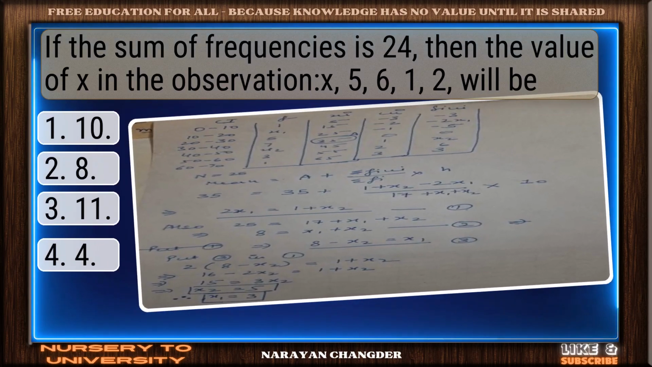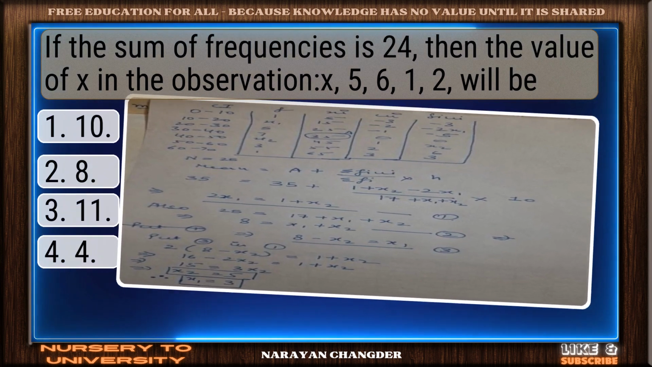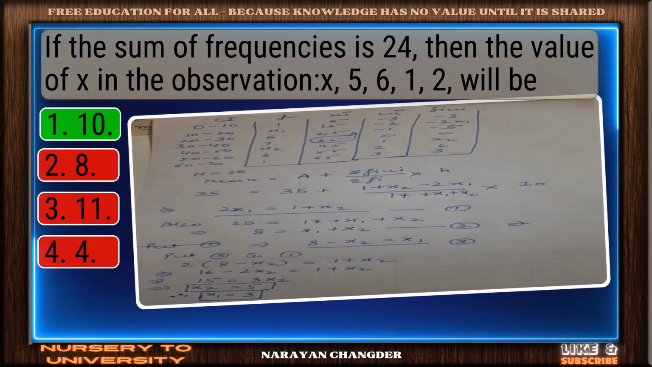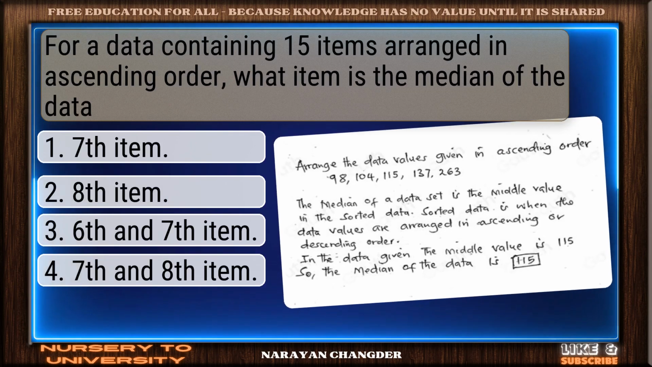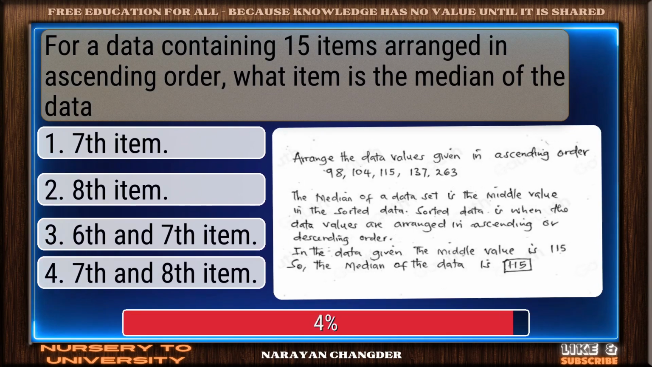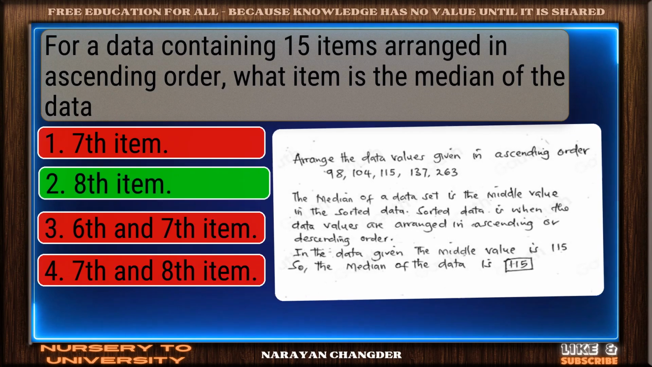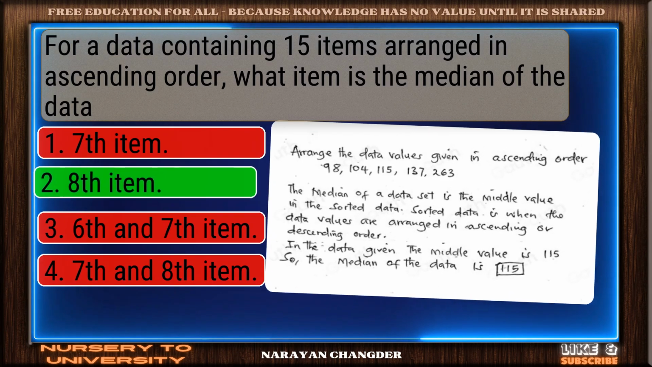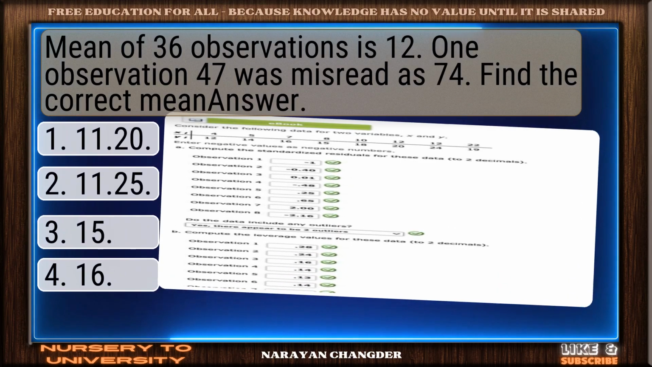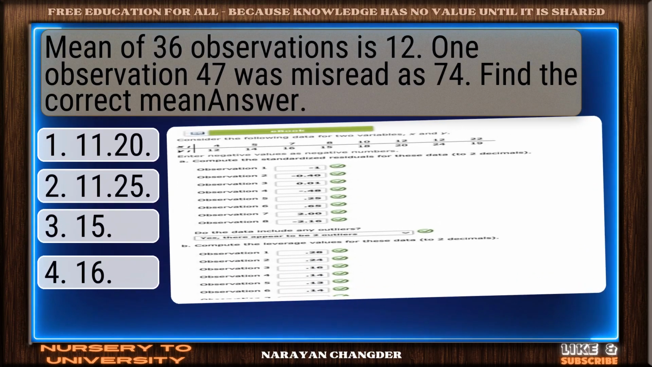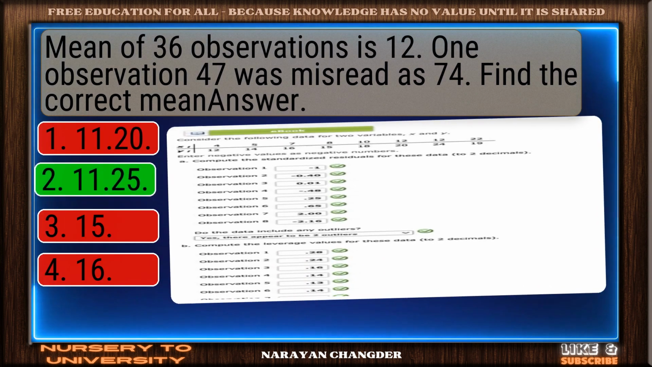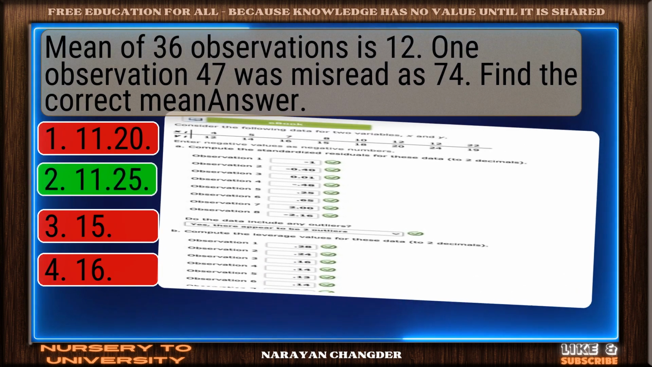If the sum of frequencies is 24, then the value of x in the observation x, 5, 6, 12 will be? Smart pick. 10. For a data containing 15 items arranged in ascending order, what item is the median of the data? Great thinking. 8th item is right. Mean of 36 observations is 12. One observation 47 was misread as 74. Find the correct mean. Good thinking. 11.25 is right.